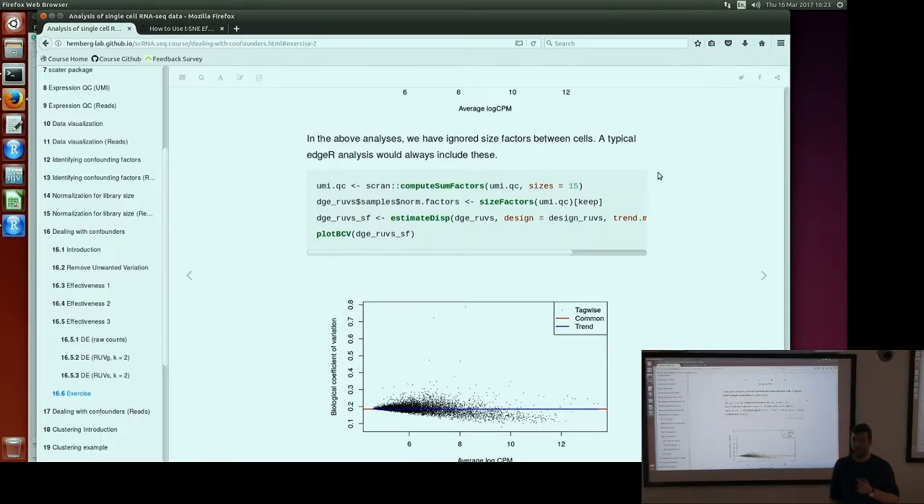DESeq, I think. I don't know in the latest versions if it does more internally by default or not. I'm not an expert on that package. I'll give you a bit of time to work through that, and then we'll come back in 10 minutes or so and discuss.